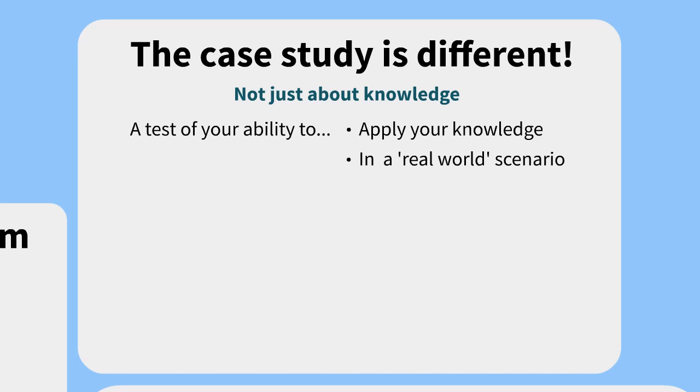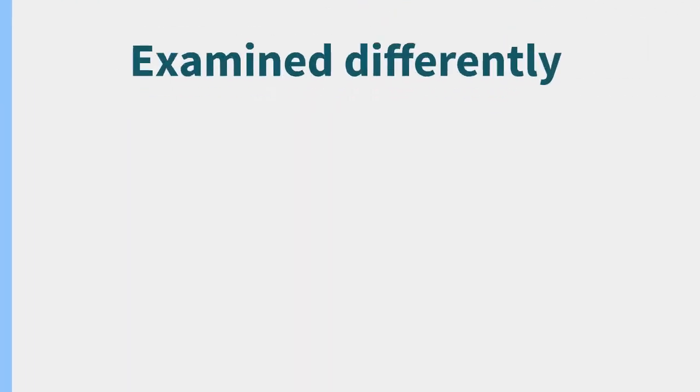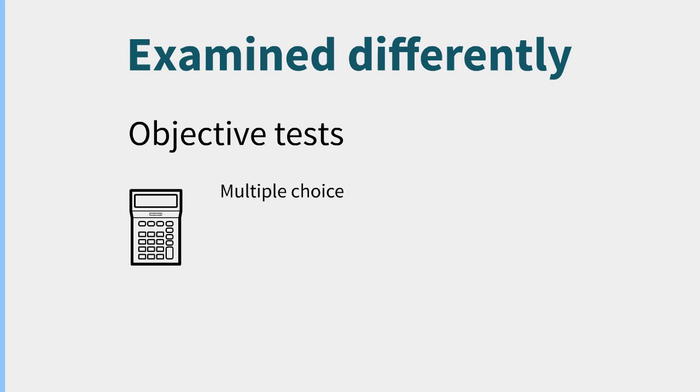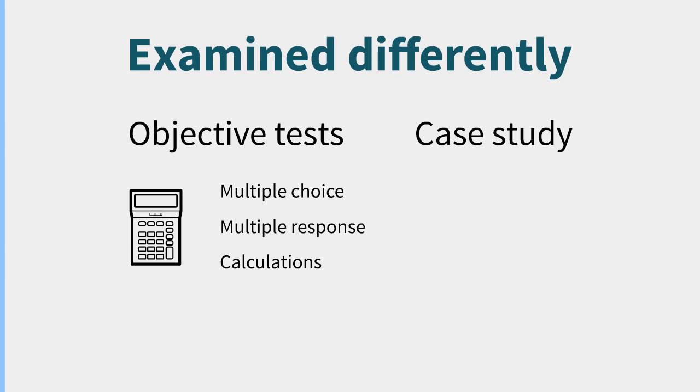Remember that CIMA need to know you are capable of being a qualified management accountant. They need to know that you are able to use this knowledge to drive performance within the business that you are operating in. The other big difference is the way that it is examined. Now, in your objective test exams, it was very much a case of answering multiple choice questions, multiple response questions, and doing some calculations. But that is not the case in the case study exam.